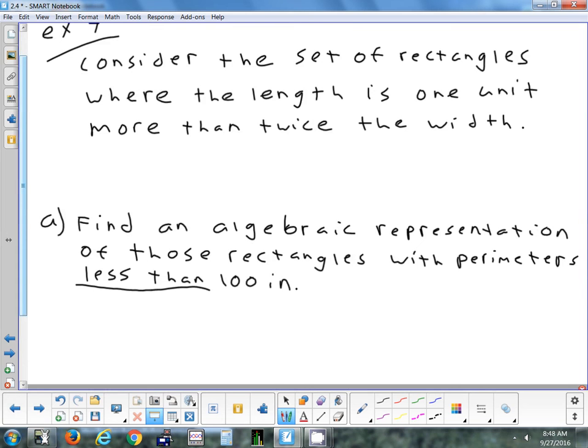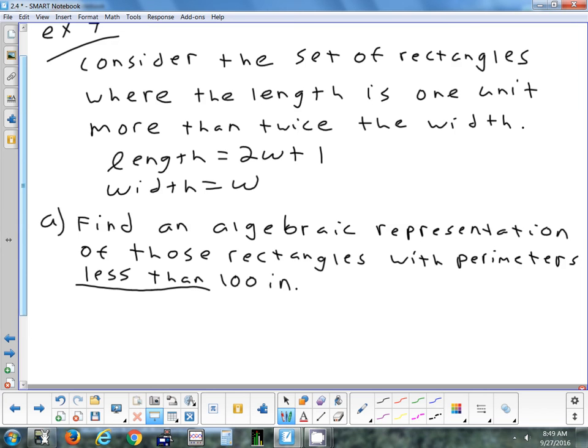What am I comparing to here? Am I comparing things to the length, or am I comparing something to the width? Yep. The width. It's usually the one that's at the end of the sentence. So the one you're comparing to always gets just a variable, and now you write the other one in terms of it. It says my length is 1 more than twice the width. So how would I write that? Ayla? 2w plus 1. Yeah, 2w plus 1.